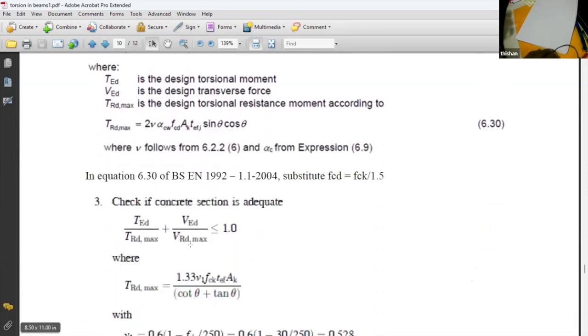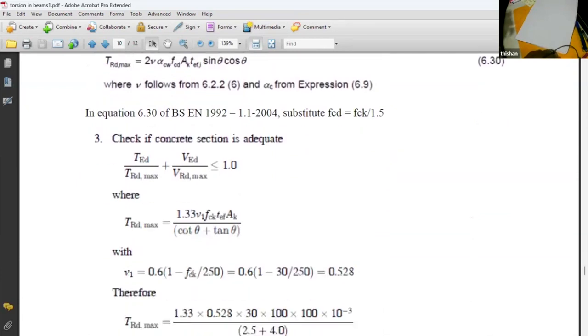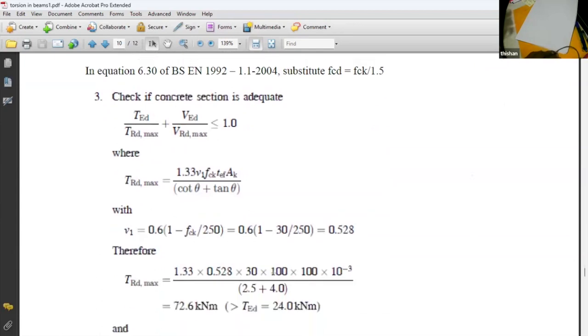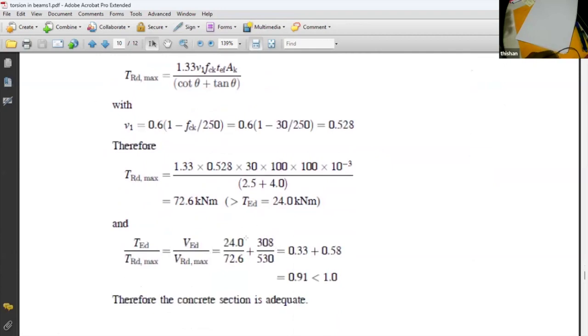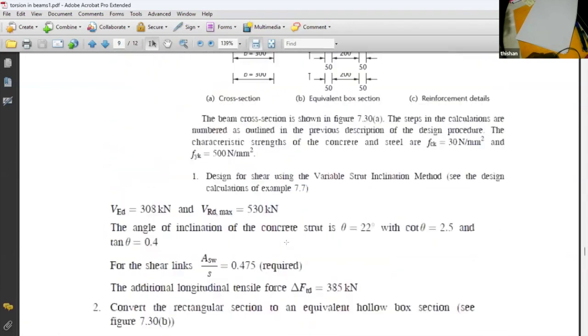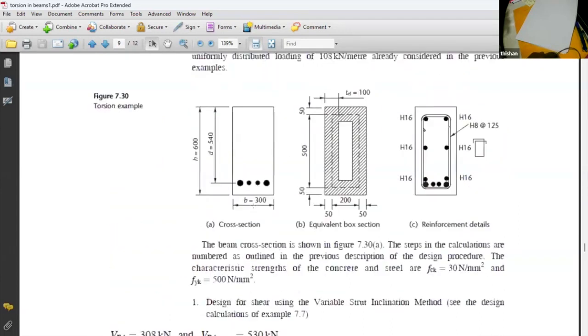So we have to check it. At TRd,max this equation is given, and nu is also 0.528. That's the equation given in the code. So last time we calculated TRd,max and we got a value close to 73. And so this is 24 divided by 73. This value was also calculated. That is, 308 is the value and maximum is 530. Can you remember I showed you those values earlier? VEd is 308, VRd,max is 530. This is a calculated value.